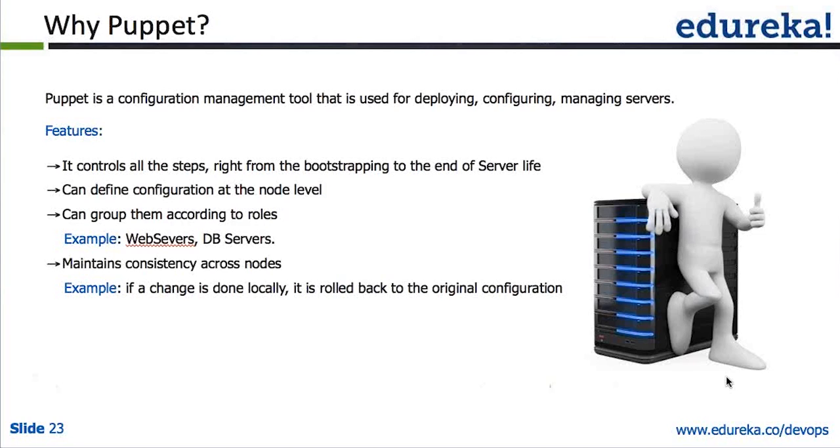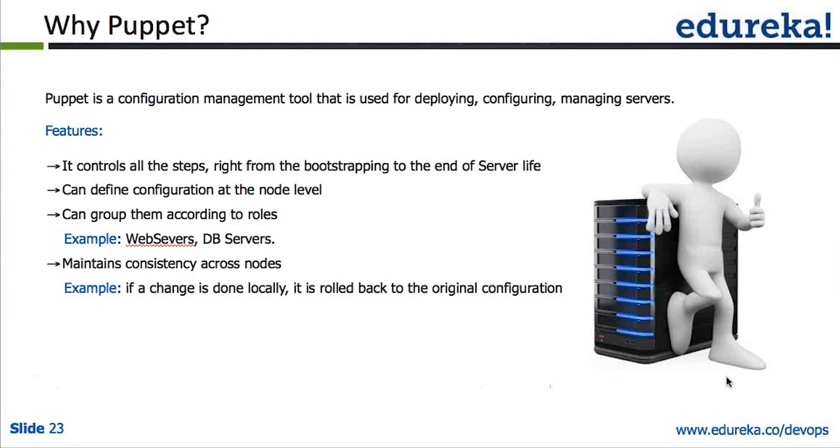Okay, coming back to Puppet features. It controls all the steps right from bootstrapping to the end of server life. I think that answers some of the questions that you had. You can define configuration at the node level, and also you can group them according to roles. What we have been talking about is that you can have a single Puppet master server where you can have configuration defined for web servers, DB servers, app servers, and so on. And the moment you add capacity to, say, the web server layer, the same Puppet master can push, or your web server can pull, the configuration just for the web server part.